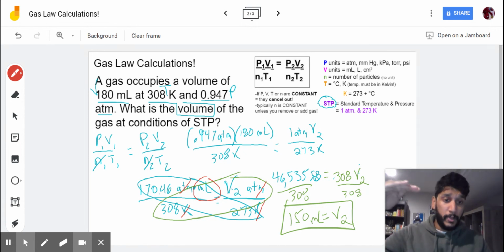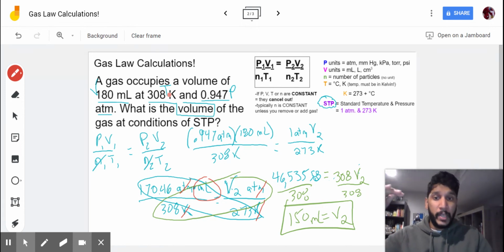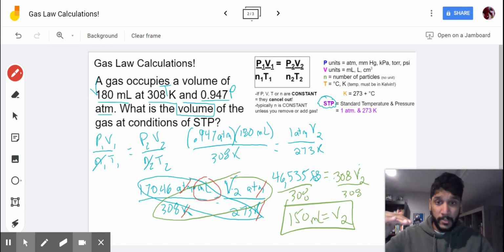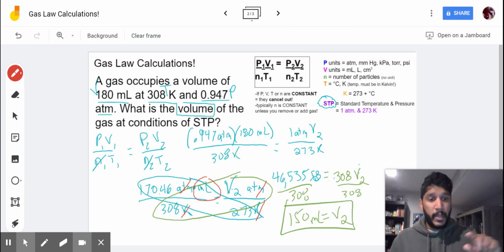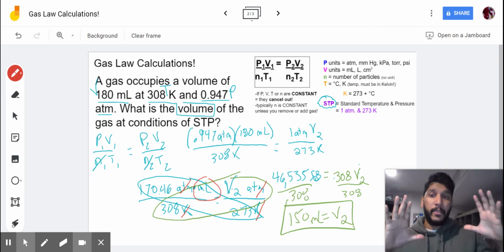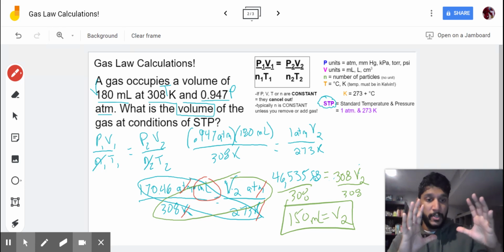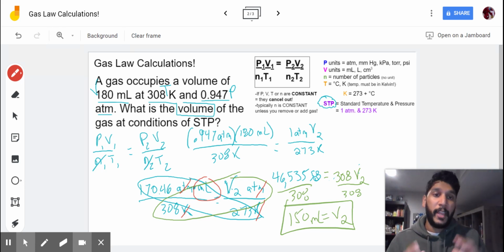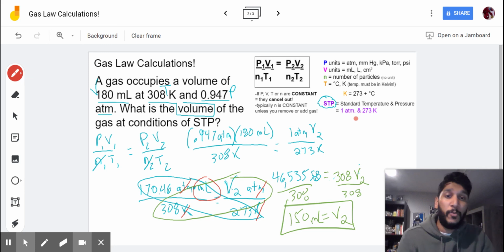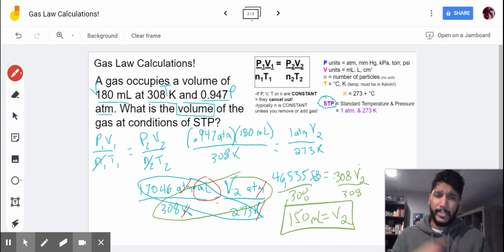We started off at 180 milliliters at a temperature of 308 K. What happened to our temperature? Our temperature dropped. It dropped to 273. So if our temperature is dropping, now our particles are moving slower. If our particles are moving slower, and the volume is not fixed, they're not going to be hitting those sides anymore, and they're going to start to come closer together. And as they're coming closer together, the pressure is going to increase, or at least in this case, our pressure is increasing as well, 0.947 atm to 1 atm. So there's a lot of different things going on here. But 150 milliliters is our final, or our new, volume.